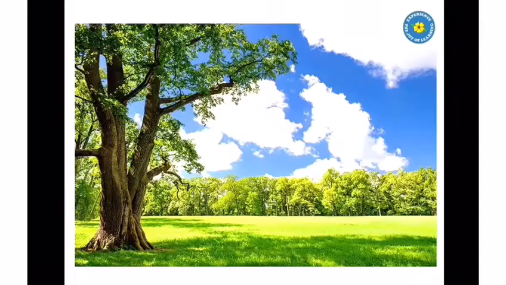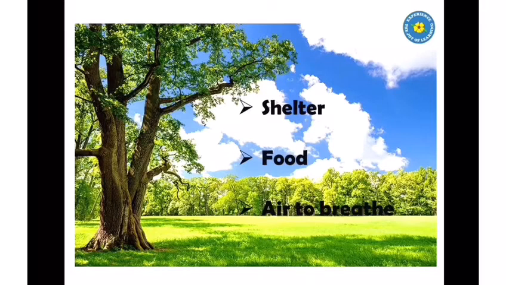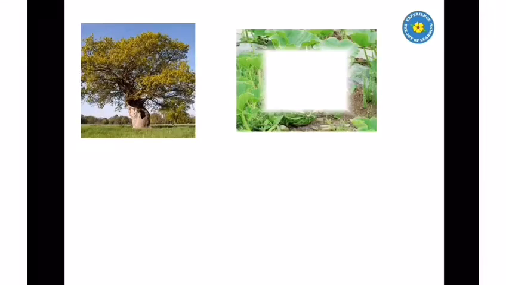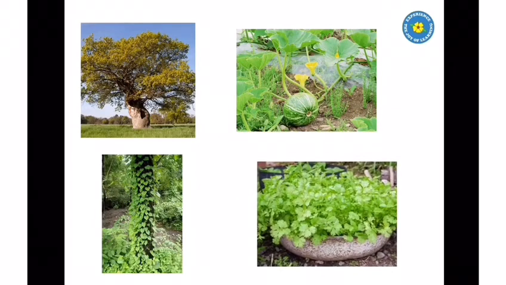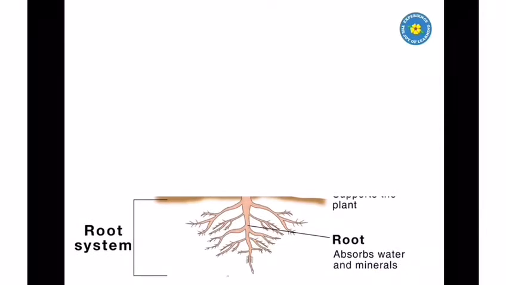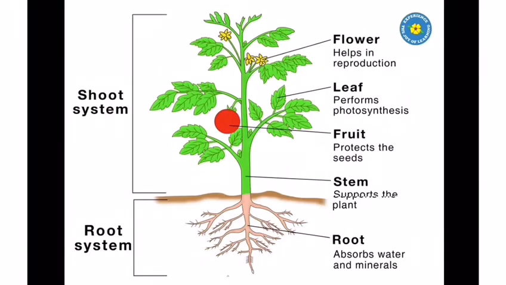So there is no place without plants, and plants give us a lot, like shelter, food, air to breathe and many more. Plants vary in their shape, size and structure as a tree, climber, creepers and herbs. But still, they have been broadly classified into two parts, namely the root system and the shoot system. The part below the soil is called the root system and the part above the soil is called the shoot system.